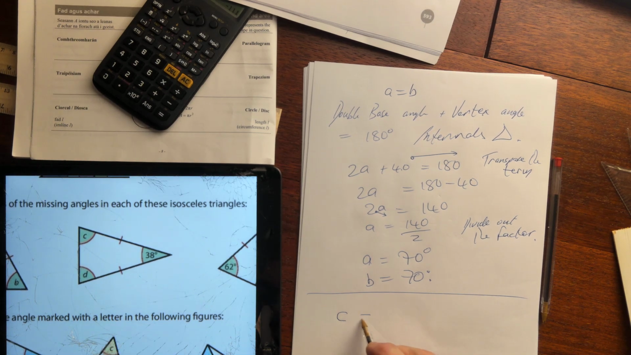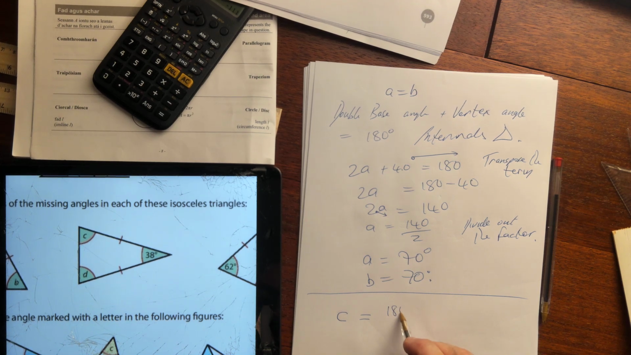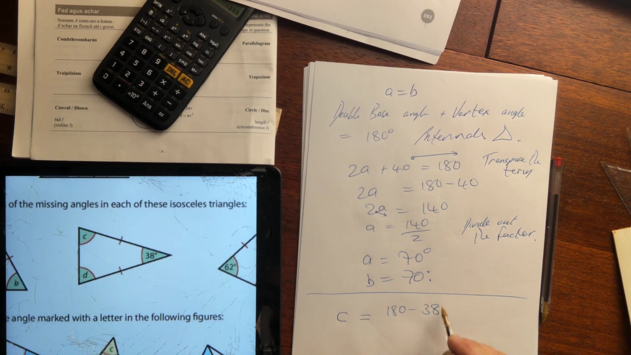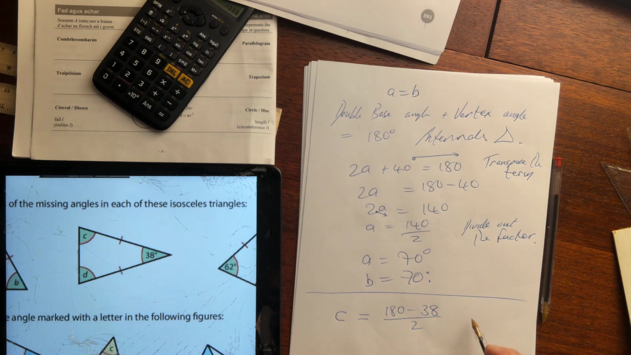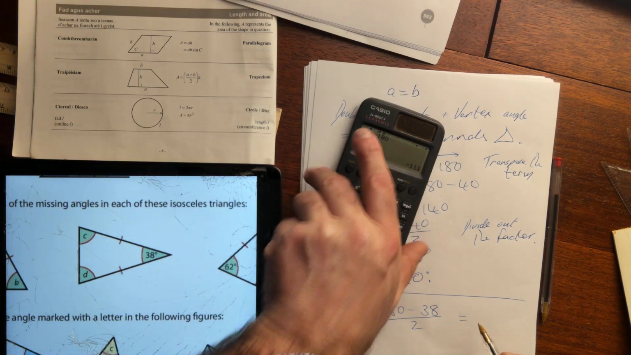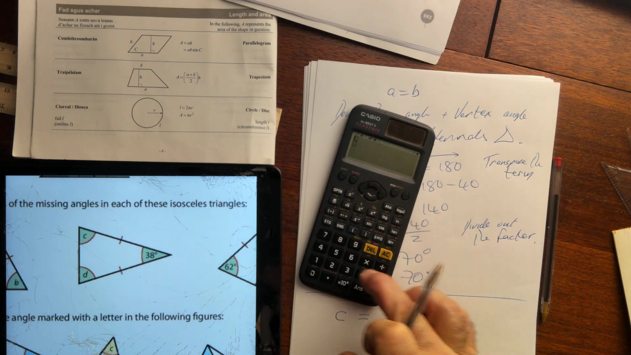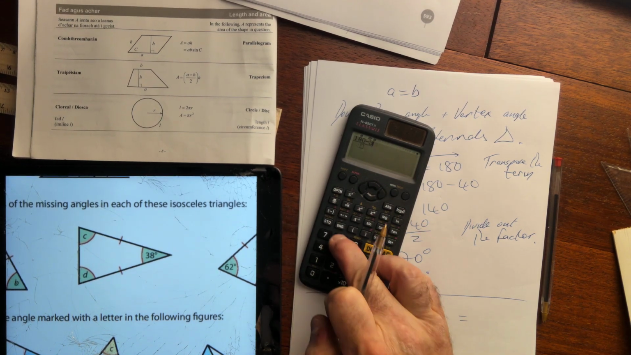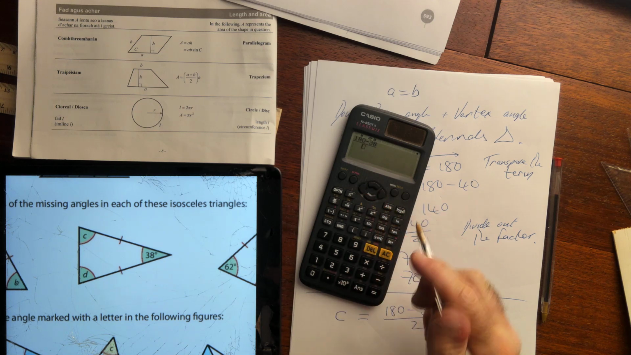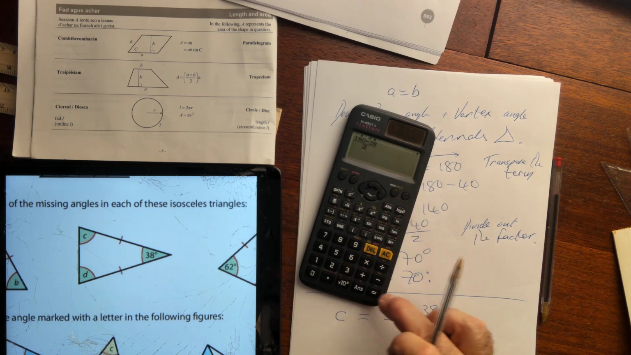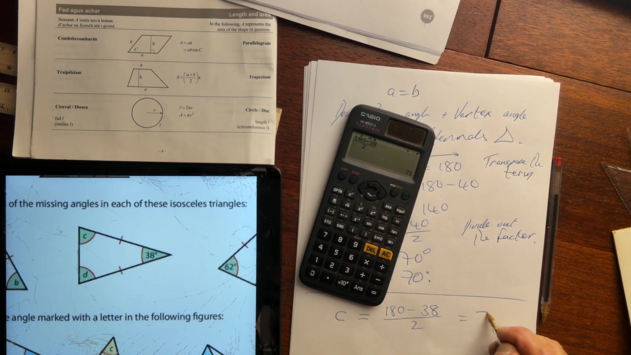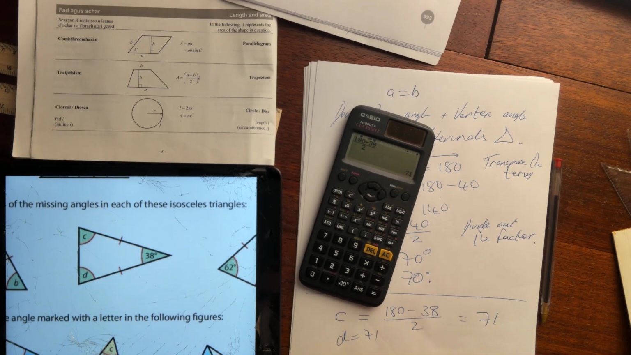I can say the base equals 180 minus the vertex over 2. I'm really speeding it up there because I'm doing all that in the calculator now in one go. We can do it. 180, take away the vertex angle. Okay, and that forms the two bases, so one of the bases will be that over 2, which will be 71. And of course D is equal to 71 as well.